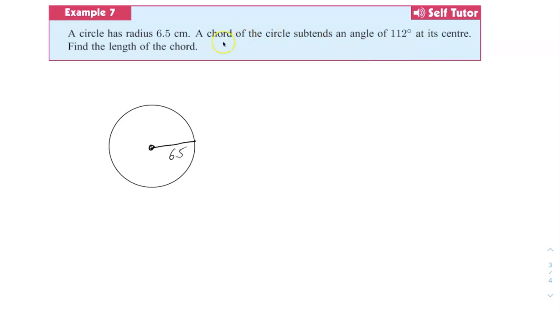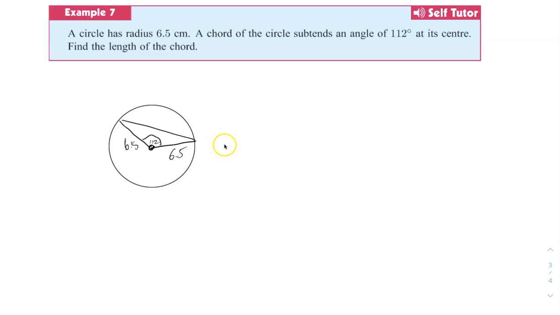Now, all they're saying is that the angle in here should be 112 degrees. It doesn't have to be perfect, just a sketch, but 90 would be a right angle, so I'm going to go a little past that. I'm going to say this is 112. And since it is a radius that's 6.5, this is also 6.5. And they want you to draw a chord that connects the two edges. So something to that effect. This is 112.